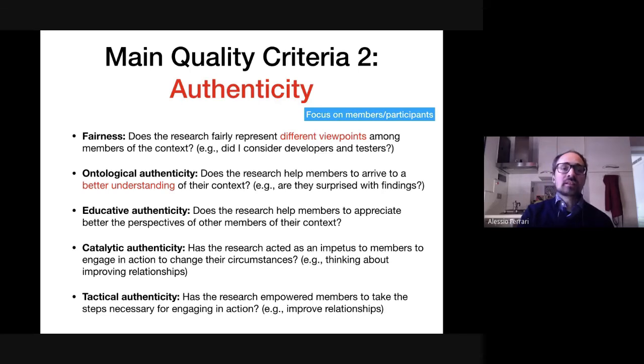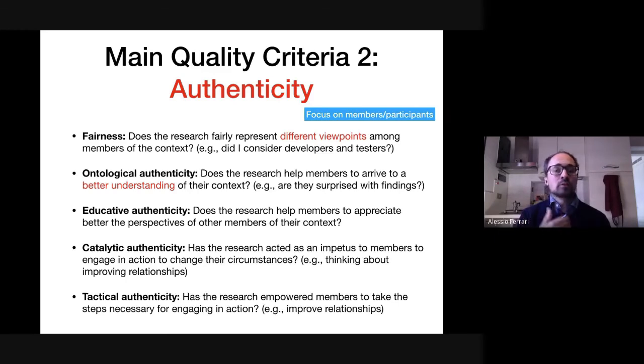Authenticity, the second criterion. Fairness: did I represent different viewpoints among the different members? Ontological authenticity. These authenticity criteria are mostly related to the relationship between the research and the actual output of the research and the participants. Ontological authenticity is related to the extent to which you have helped members to arrive at a better understanding of their context.